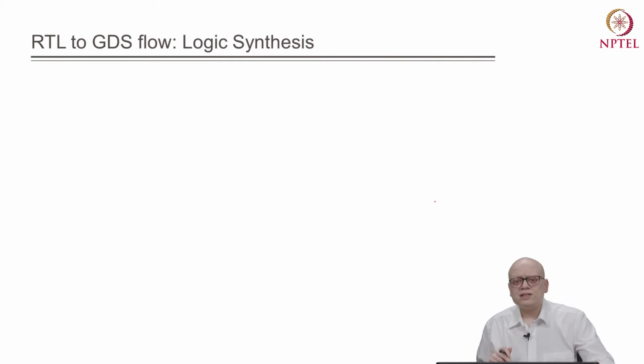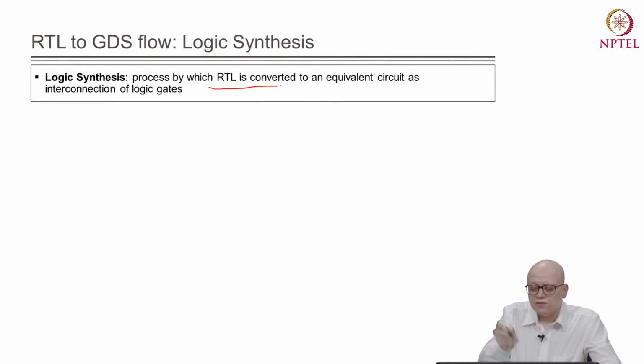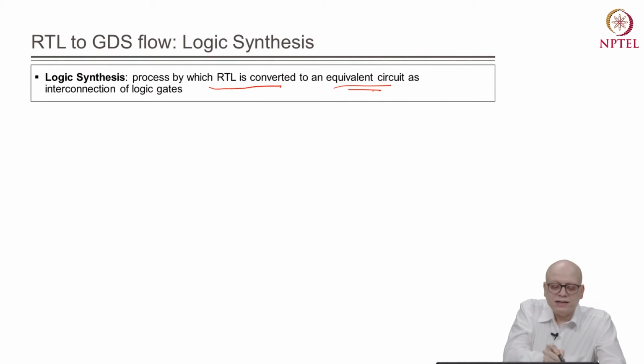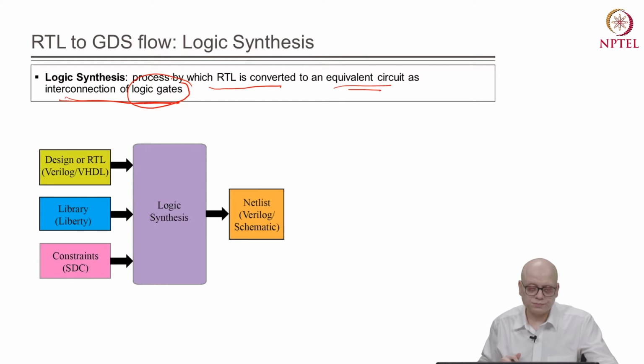So, let us first understand what is logic synthesis. Logic synthesis is the process by which an RTL is converted to an equivalent circuit in terms of interconnections of logic gates, and these logic gates are picked from the technology libraries that we give to the tool. So, let us look into the framework of logic synthesis, or what are the inputs and outputs of logic synthesis.